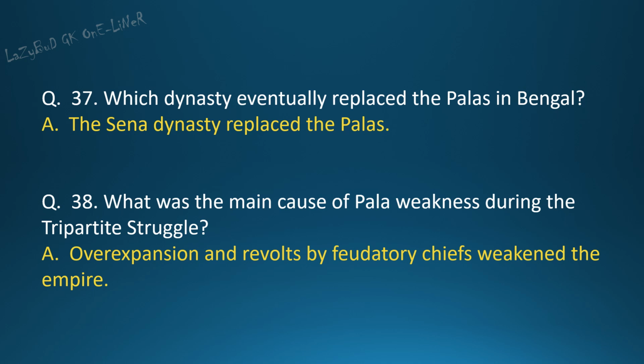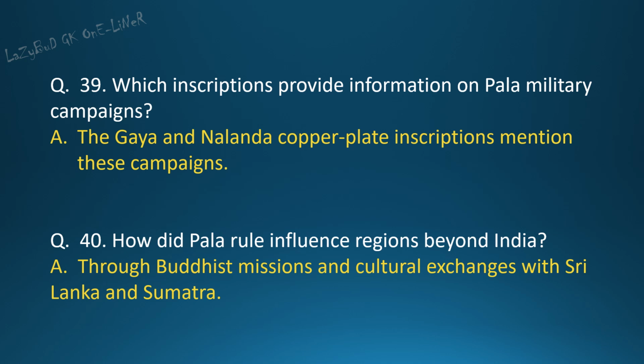Question 38. What was the main cause of Pala weakness during the tripartite struggle? Answer. Overexpansion and revolts by feudatory chiefs weakened the empire. Question 39. Which inscriptions provide information on Pala military campaigns? Answer. The Gaya and Nalanda copperplate inscriptions mention these campaigns.